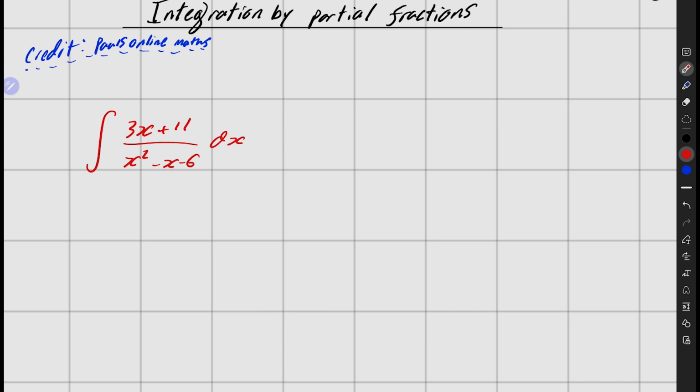The giveaway that we need to use partial fractions is that the denominator can be split up into two products. In this case, it is a quadratic, but this applies to many different things. If you have a cubic, basically, if you can split the denominator up into more than one product, then we're going to be using partial fractions.